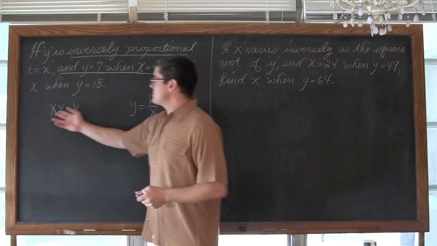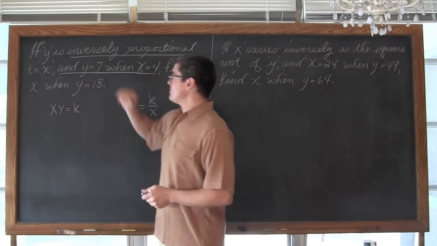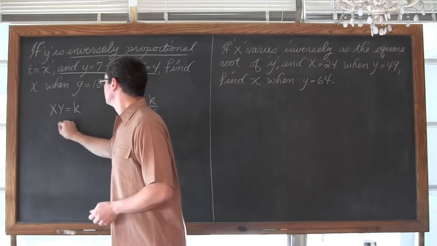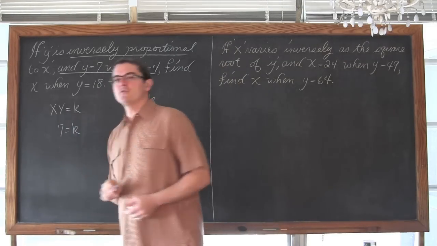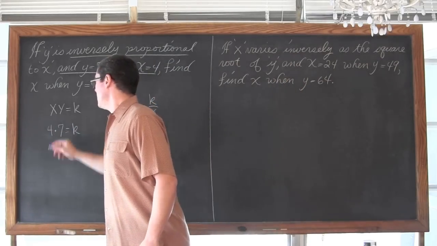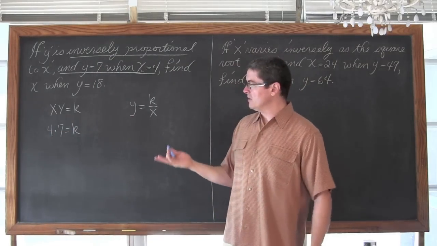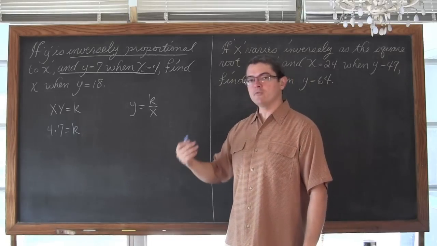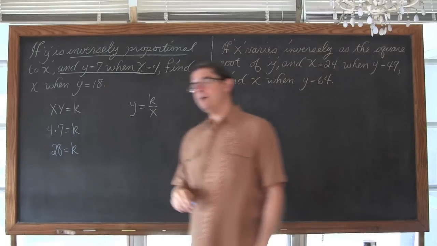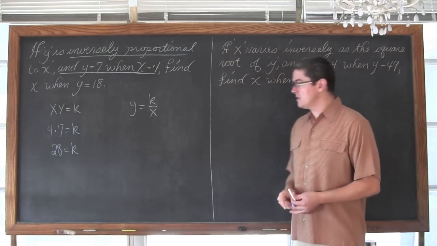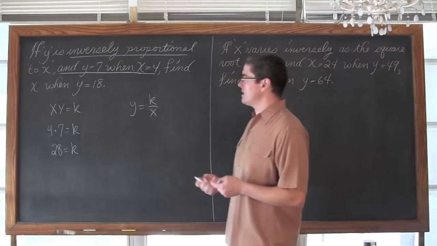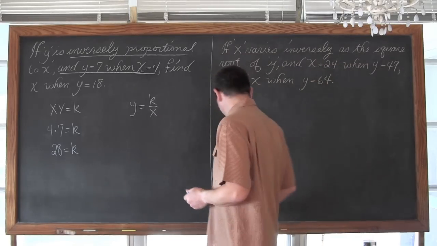So let's just use this one. We have y equals 7, so we're going to plug 7 in here. We're looking for the constant of variation when x equals 4. Oh, okay, so that's pretty simple. x is 4, y is 7, 4 times 7 is 28. So that means that our constant of variation is 28.